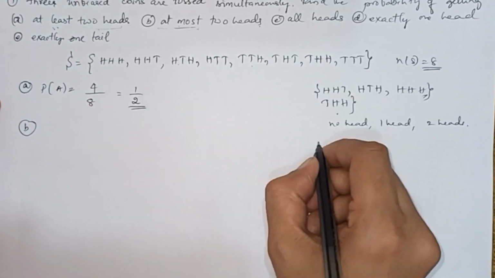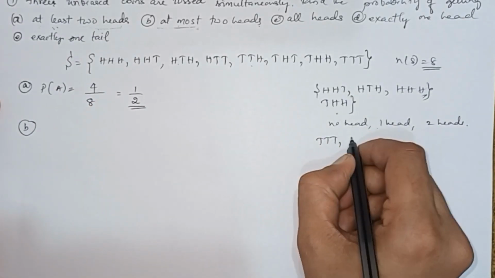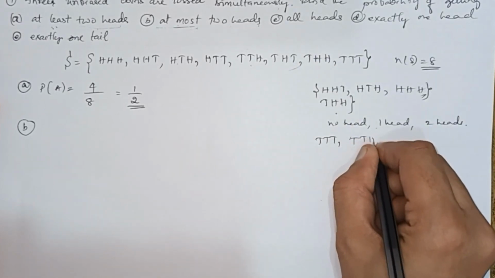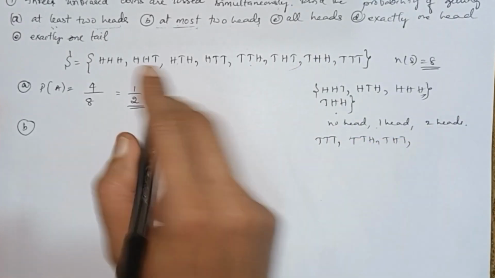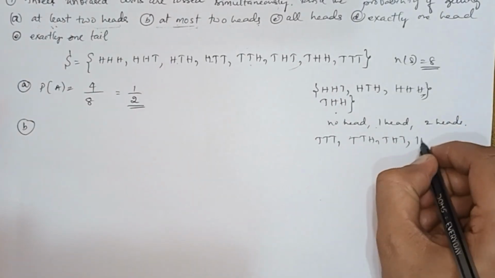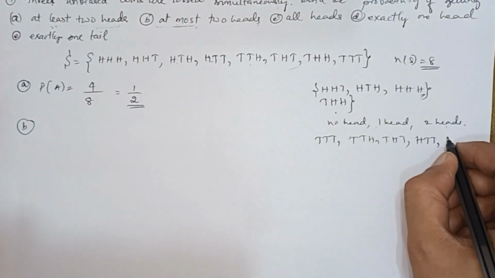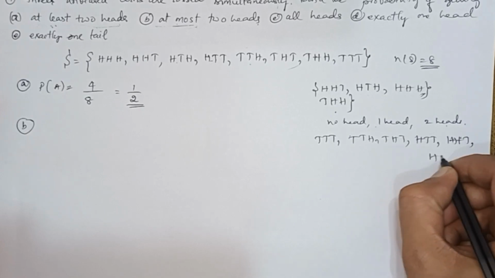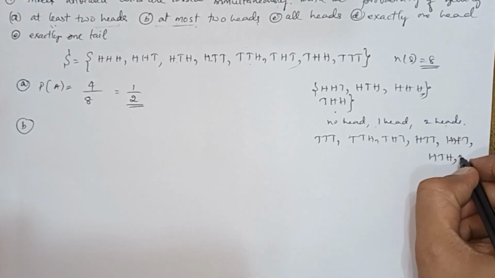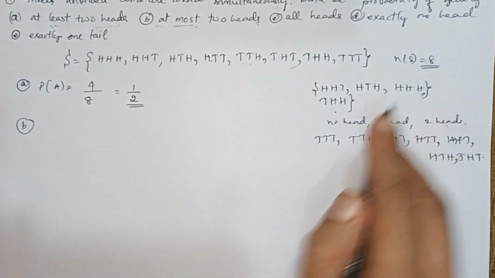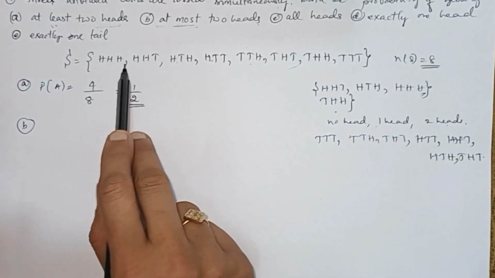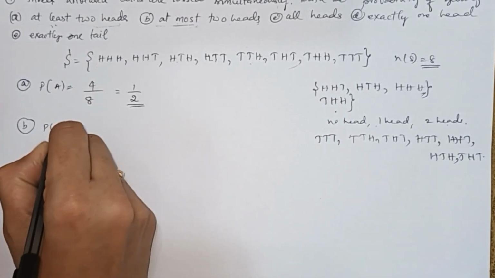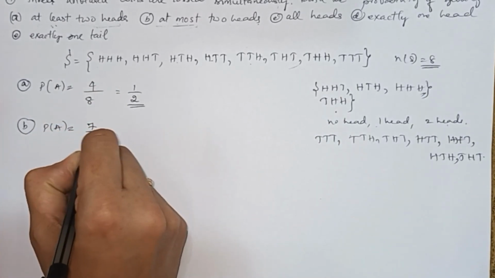No head means it is T T T. One head is either T T H, T H T, or else H T T. Then two heads: H H T, then H T H, T H H. Therefore, other than HHH, all outcomes will favor this event. Therefore, P of A equal to 7 by 8.